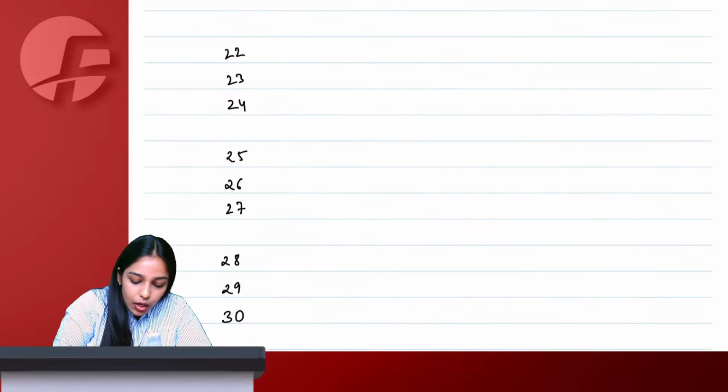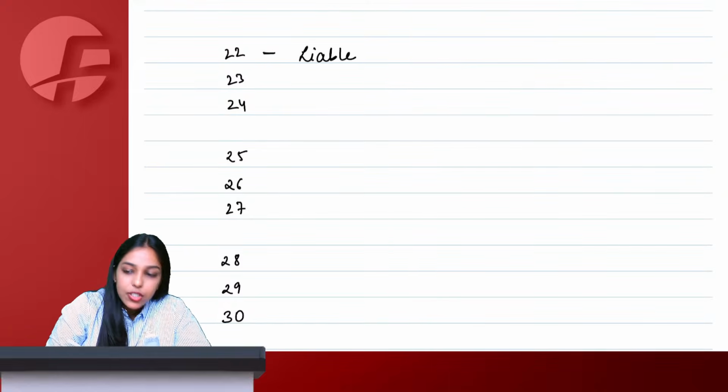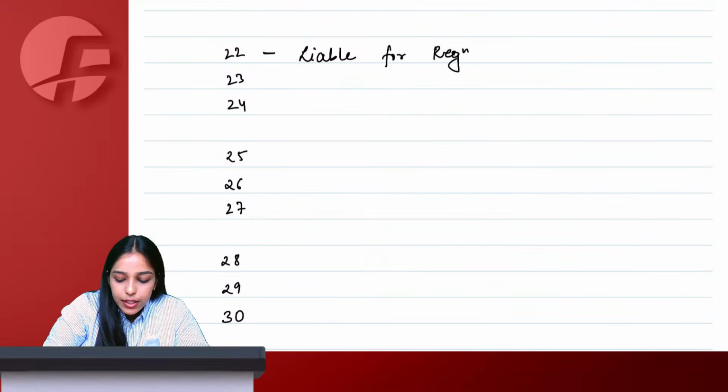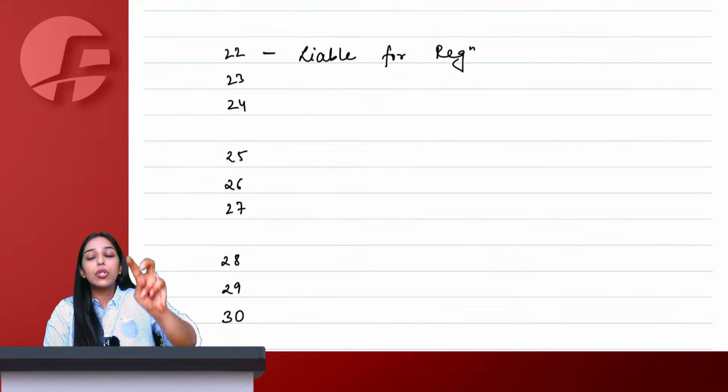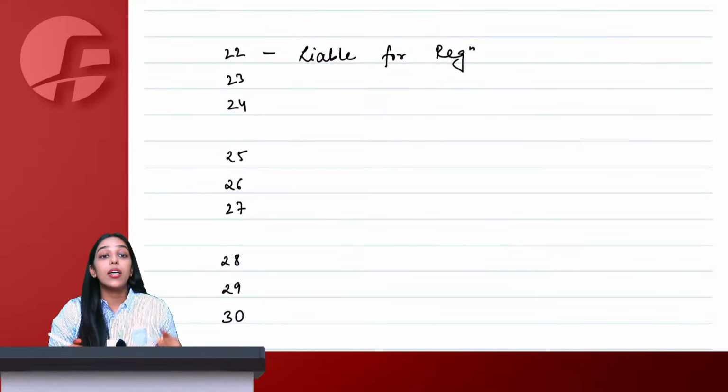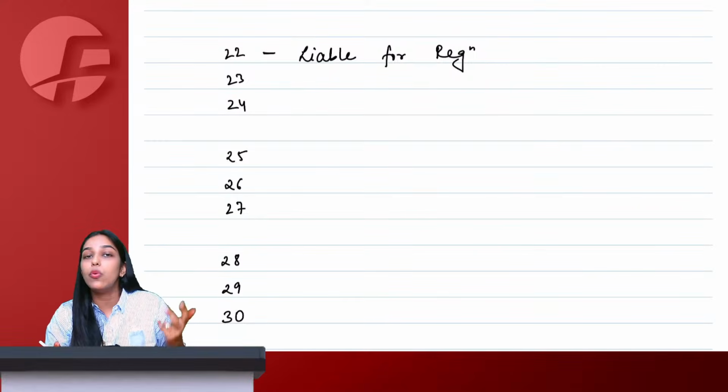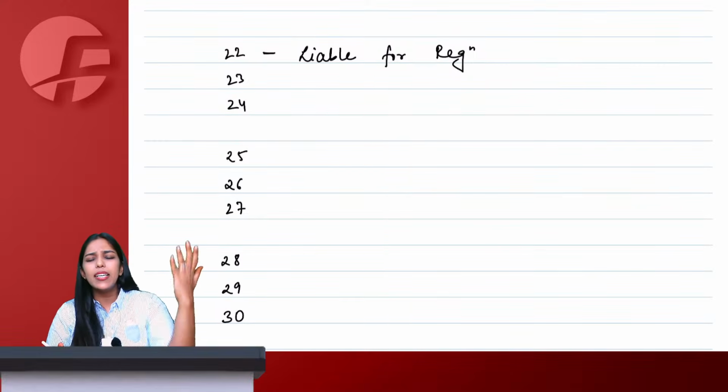Section 22 says that a person is liable for registration. How to remember this? 2 to 22, you are earning double.